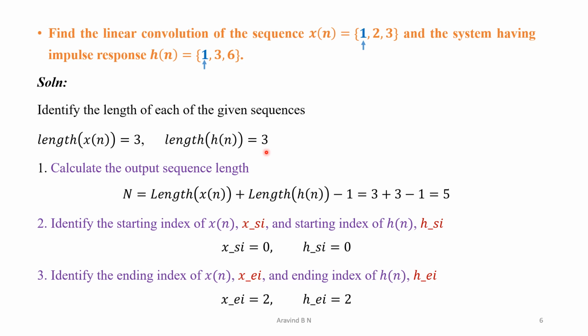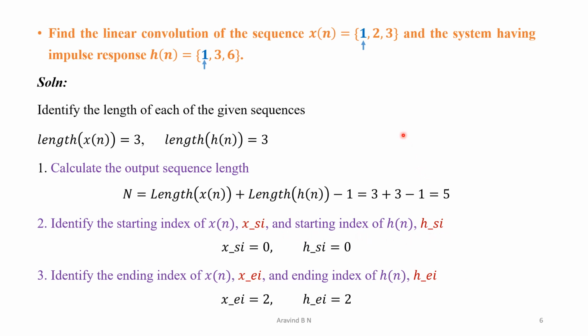Now getting into the step-by-step solution of the linear convolution. In step 1, calculate the output sequence length. It is given by N is equal to length of x of n plus length of h of n minus 1. So length of x of n is 3, length of h of n is 3, minus 1. So we get 5. The output sequence will have the length 5. Next step. Identify the starting index of x of n, that is x underscore si, and the starting index of h of n, that is h underscore si.